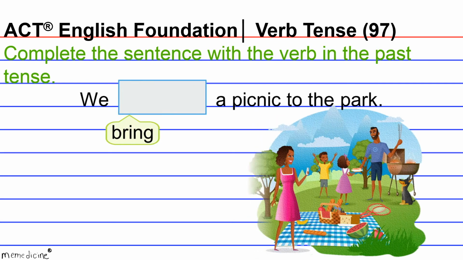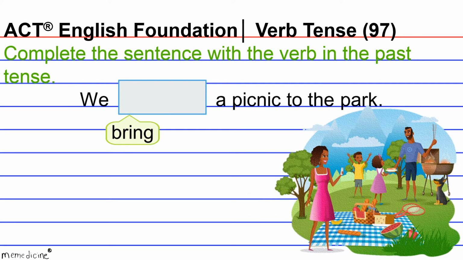We blank a picnic to the park. The task here is to shift the tense of bring to its simple past tense verb form.